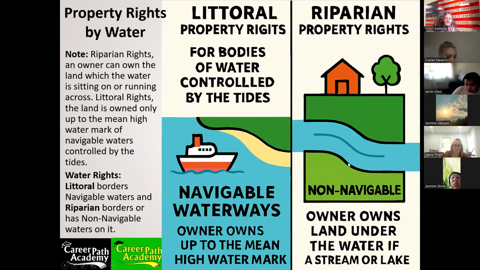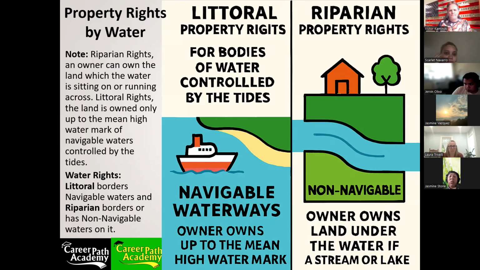But what determines that? Well, is the waterway navigable or not? Meaning commercial shipping can go through it. I'm not talking about your little wave rider or kayak. I'm talking about commercial shipping, large super freighters and tankers and cruise ships and things of that nature. That will determine what you actually own.